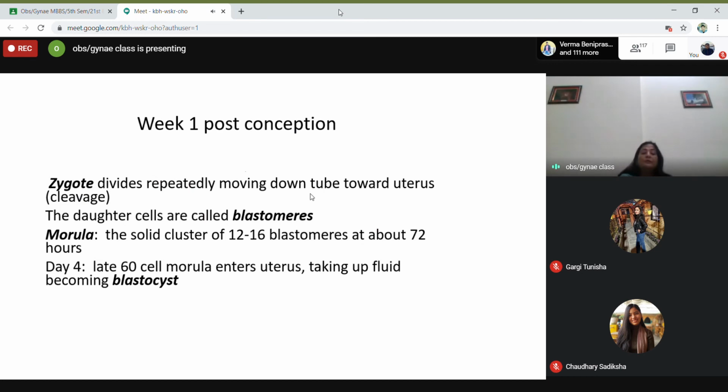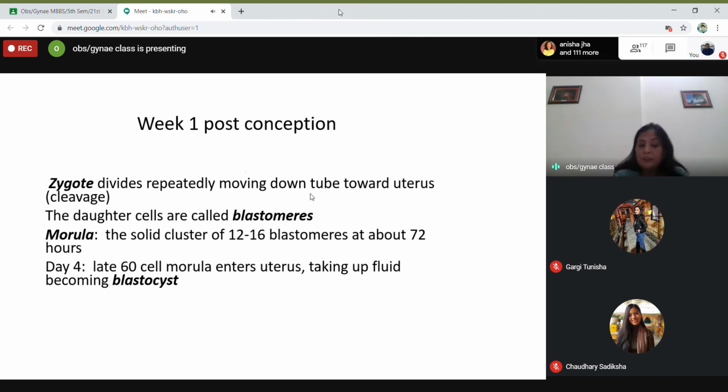So what happened at the end of the first week of post-conception? In the first week of conception, when the male and female pronucleus unite, the zygote is formed. And then after that, in the first week, the zygote divides repeatedly, moving down towards the uterus.